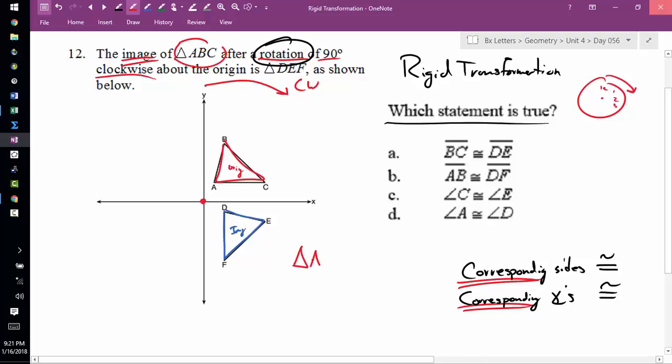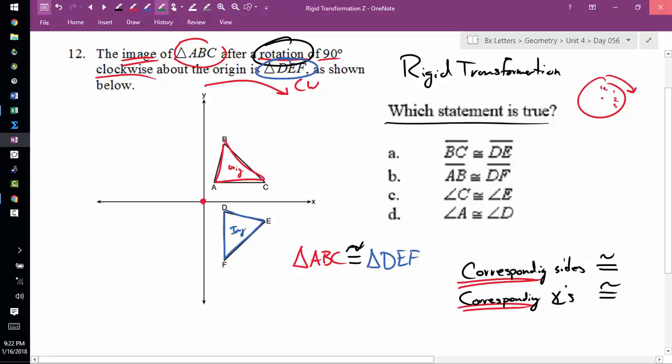You've got triangle ABC. Because it's a rotation, you know that's congruent to the other triangle, and you have to go off of what they call it. They call it triangle DEF. And right there, that statement is going to allow us to check each of these answers. And I'll just go from the top down.